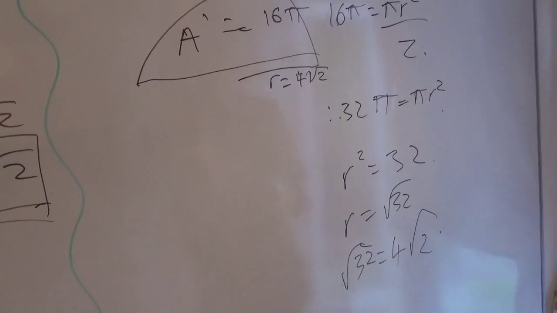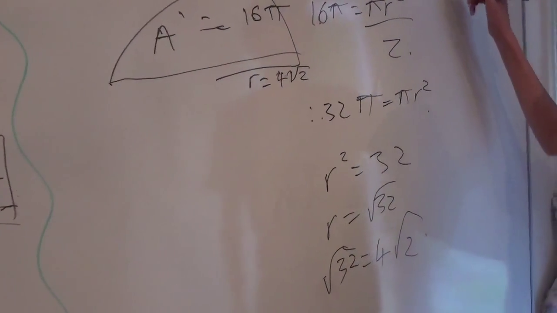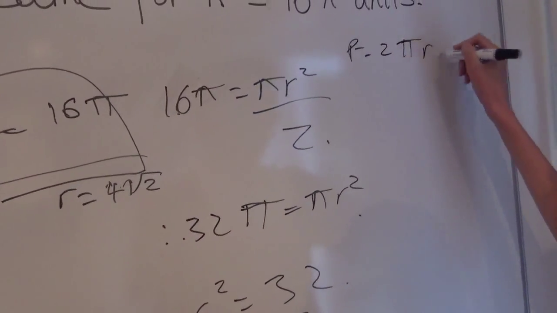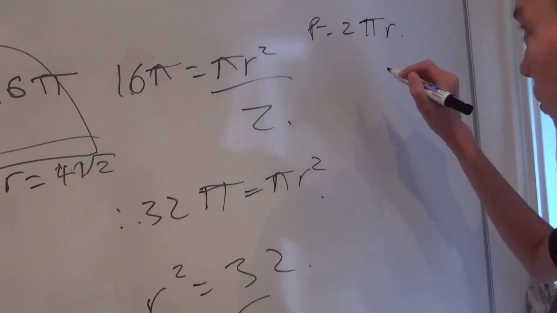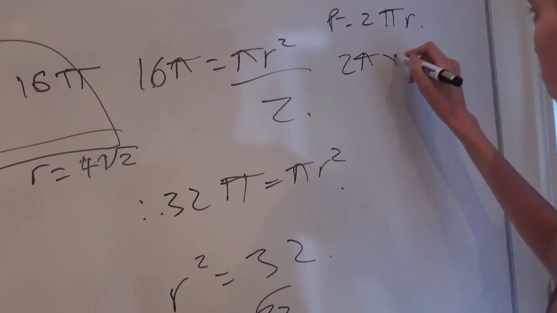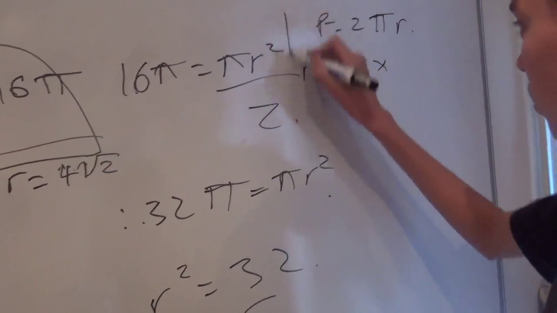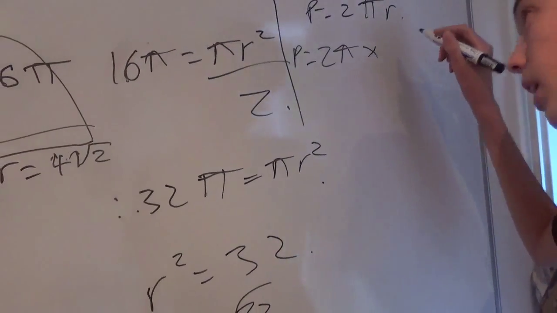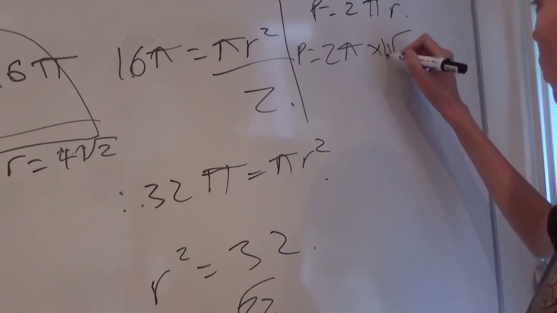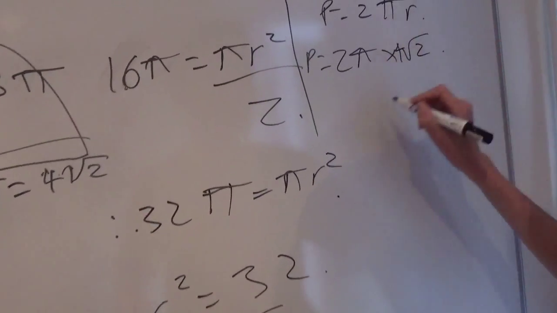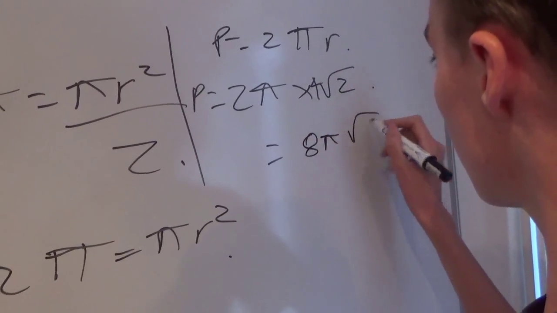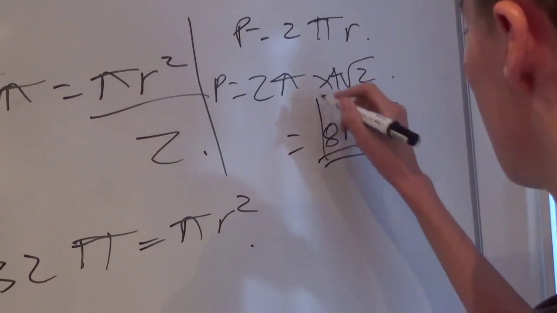And so now, quite simply, P, capital P equals 2 pi R. Just substituting in for R gives us P equals 2 pi times 4 root 2, which equals 8 pi root 2, and that's our final answer.